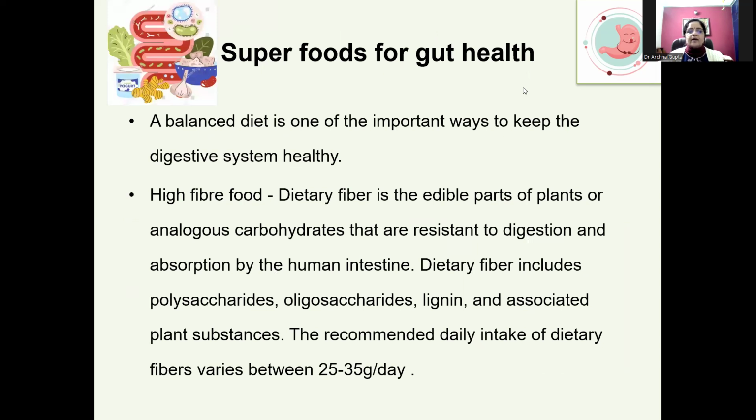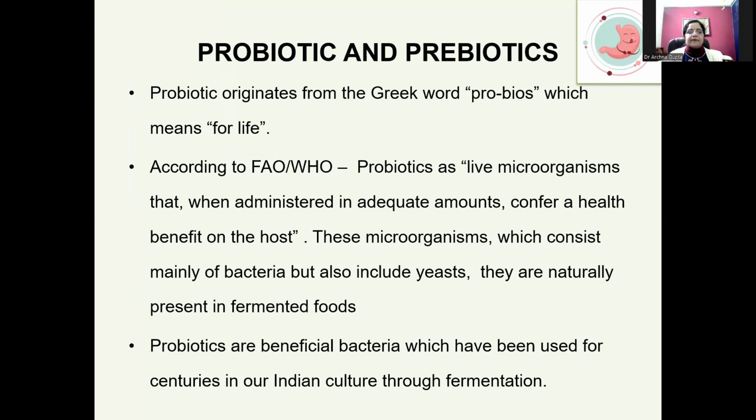Superfoods for gut health. What are those? A balanced diet is one of the very important ways to keep the digestive system healthy. Here is the answer from Tanvi. High fiber food. Dietary fiber is the edible part of plants or analogous carbohydrates that are resistant to digestion and absorption by the human intestine. Dietary fiber includes polysaccharides, oligosaccharides, lignin, and associated plant substances. The recommended daily intake of dietary fiber varies between 25 to 35 grams per day.